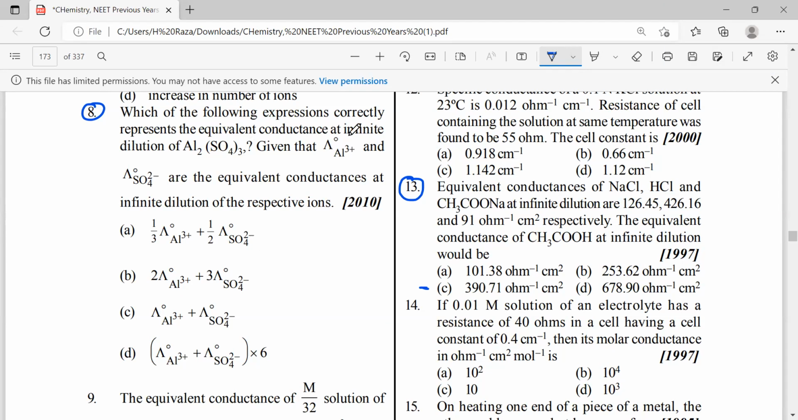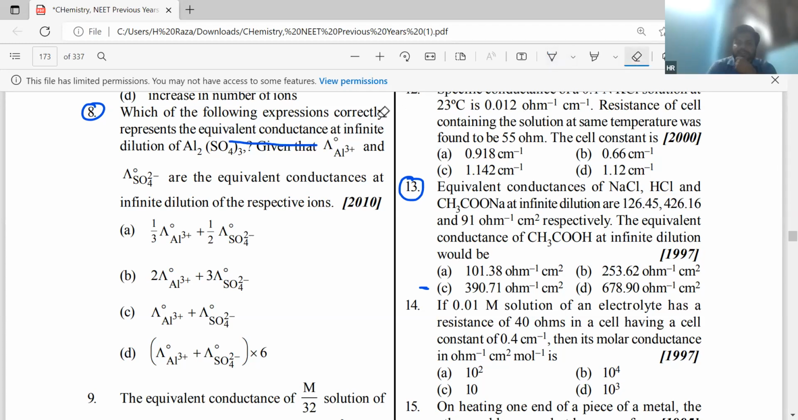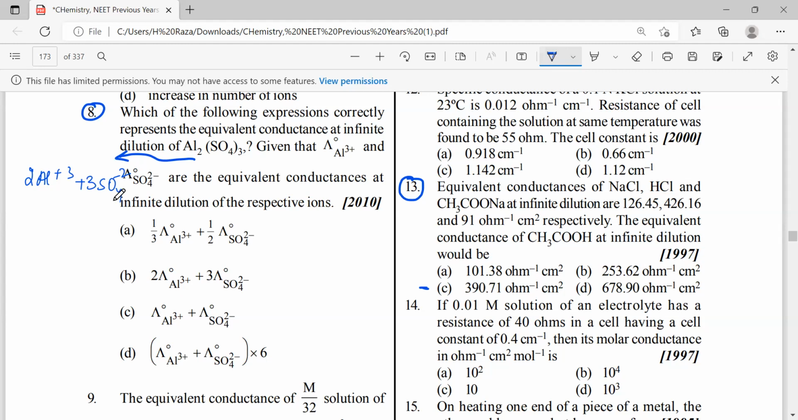See, which of the following expressions correctly represents equivalent conductance? In equivalent conductance, if you are going to dissociate it, it will be like this: 2Al plus 3 plus 3SO4 minus 2. Yes or no? Yes, sir. But we don't need to balance. We don't balance in the equivalent concept. So the answer will be C.